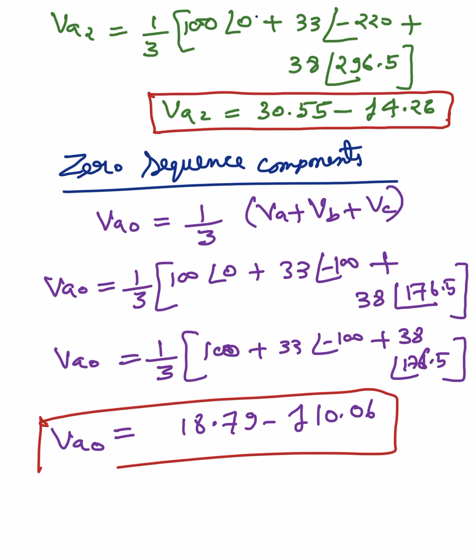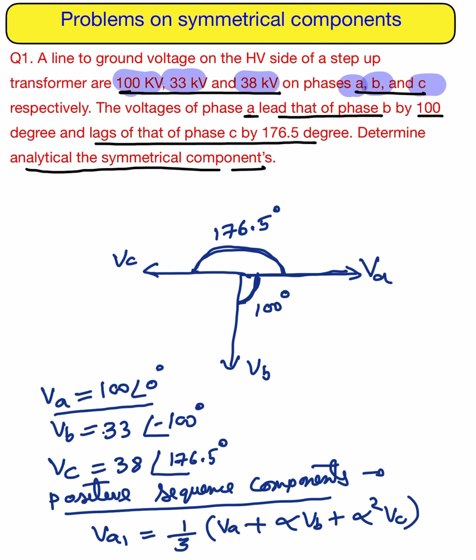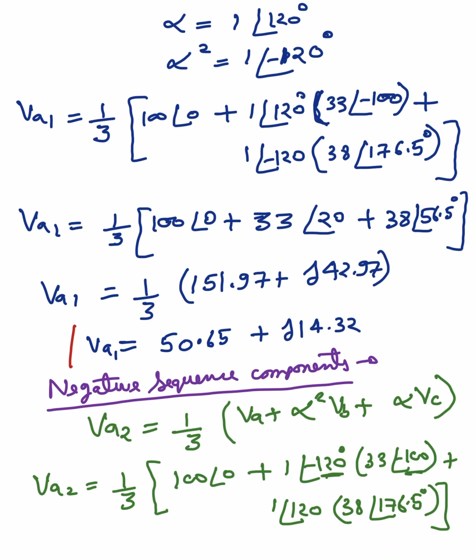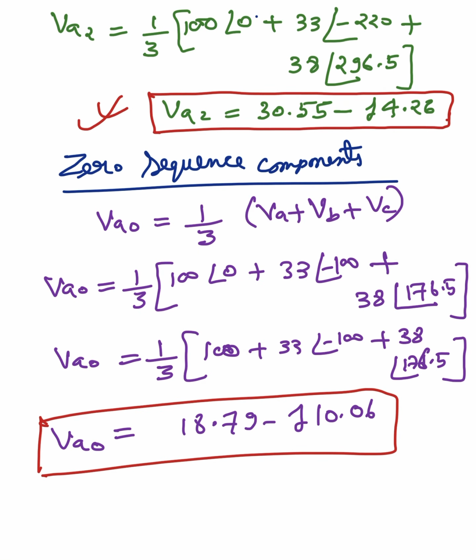In this question we have to determine and analyze the symmetrical components, that is positive, negative, and zero sequence. So you can calculate the positive sequence component VA1, the negative sequence component VA2, and the zero sequence component VA0. I hope you have learned how to calculate this.